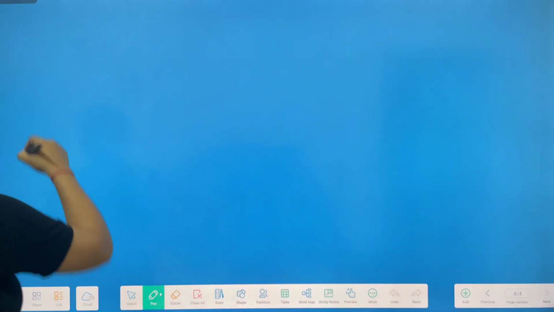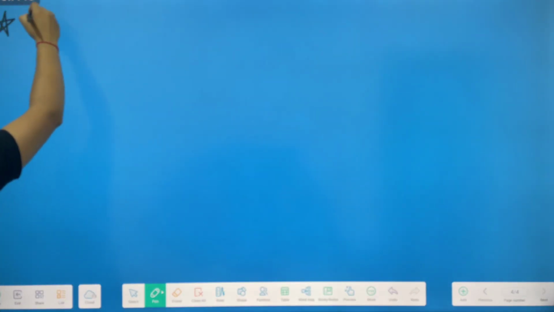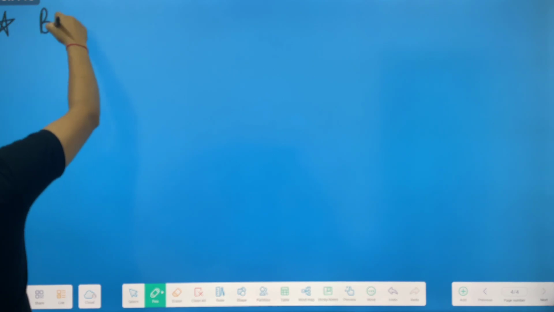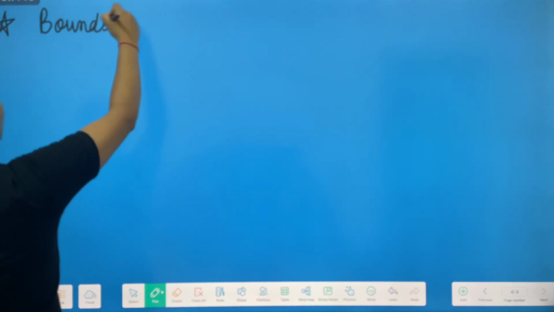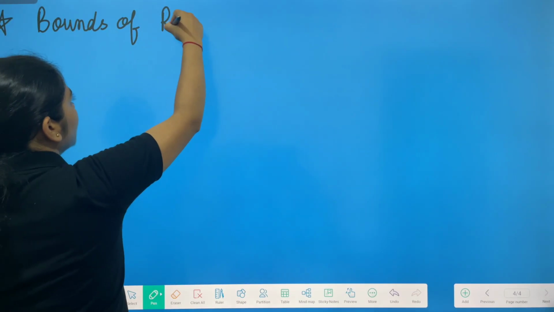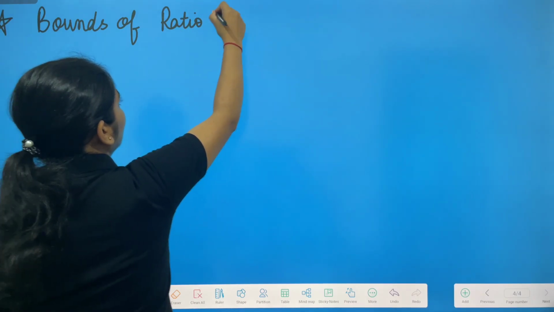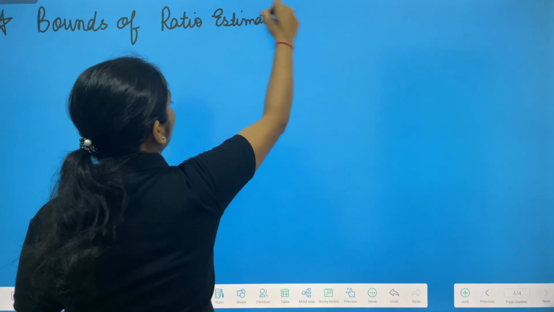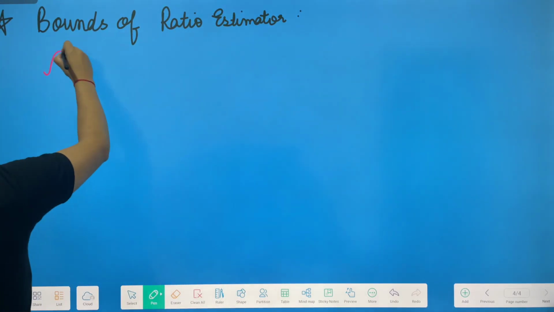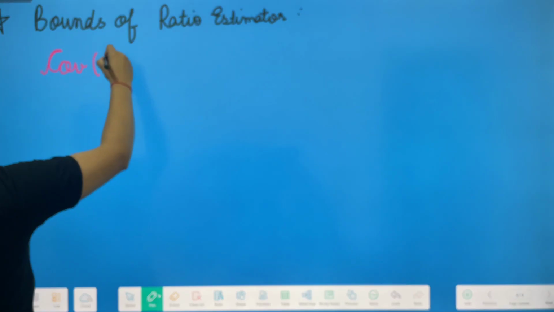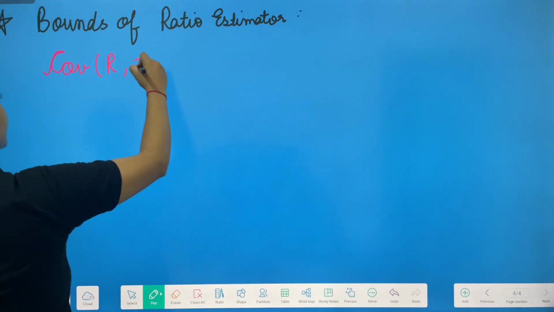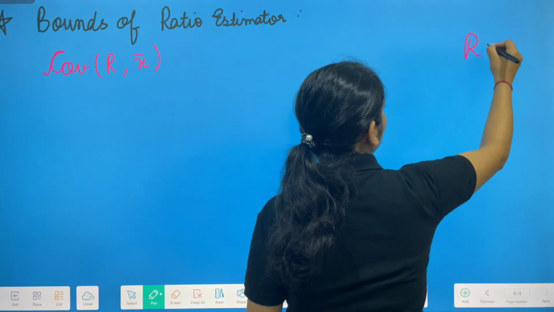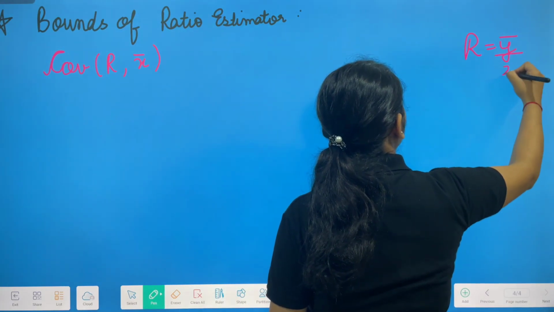Now moving on to the next topic, which is the lower bound, or we can say bounds of ratio estimator. What are the bounds, or what is the range of ratio estimator? So for this, let us consider covariance between R and x bar, where R, we know, is nothing but y bar upon x bar.